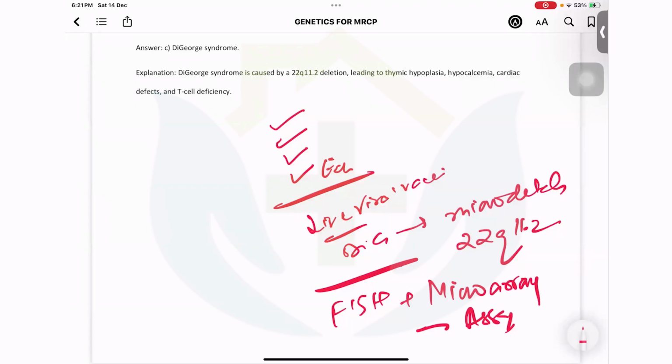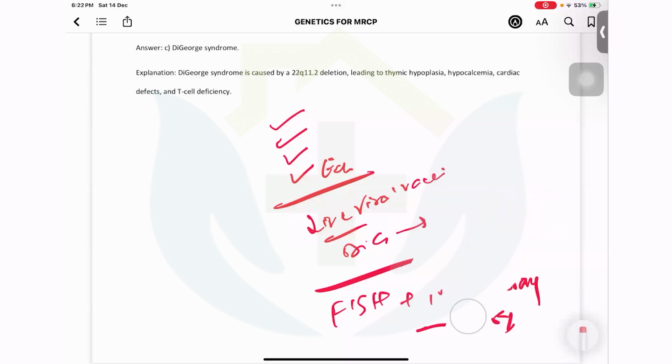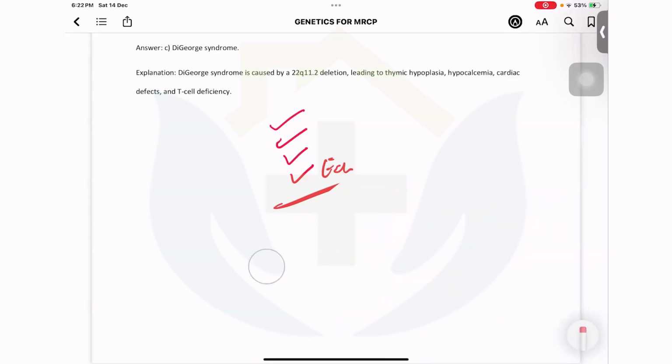How do you treat? Give them vitamin D supplementation, give them calcium. Nowadays we have a recombinant parathyroid hormone also available in the market. So you can give that to them, but that will only help them not have seizures and tetany. Otherwise, whatever mental deficiency that they have, it cannot be recovered.